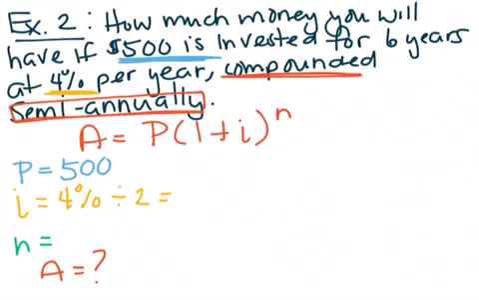Don't leave it as a percentage because we can't put that into our calculator. We're going to put it as a decimal. To change a percentage into a decimal, just divide by 100, and that's going to be 0.02. You can try it out yourself.